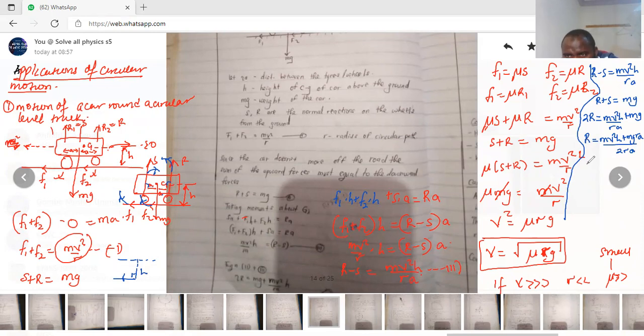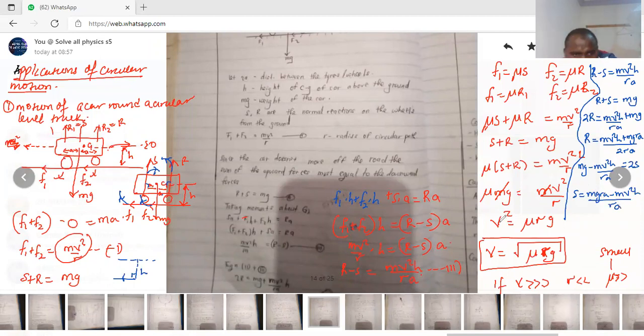Then if I want to find S, I subtract. When I subtract, I'll get mg minus mv squared H over RA is equal to 2S. Therefore, S will be equal to mg RA minus mv squared H, all over 2RA.